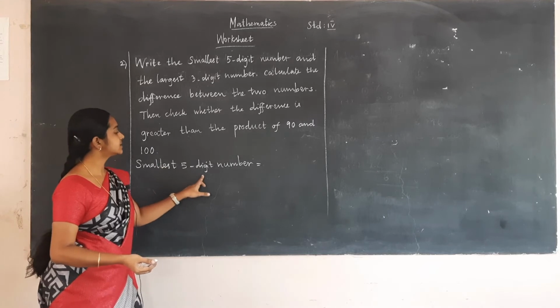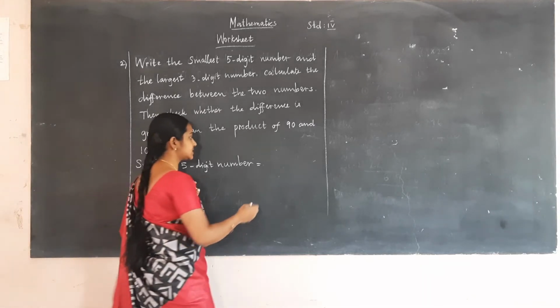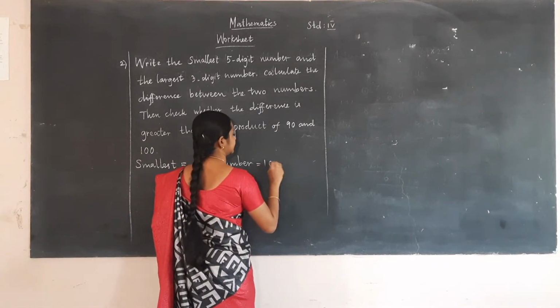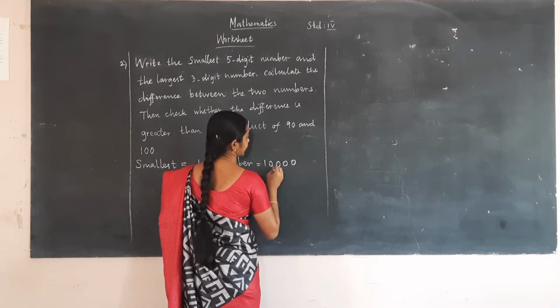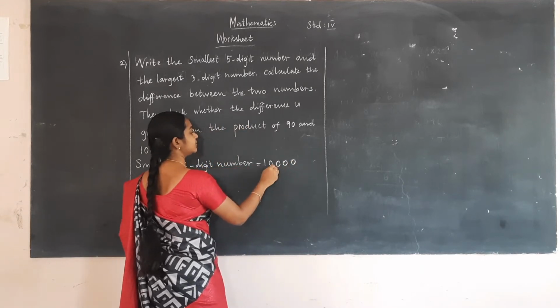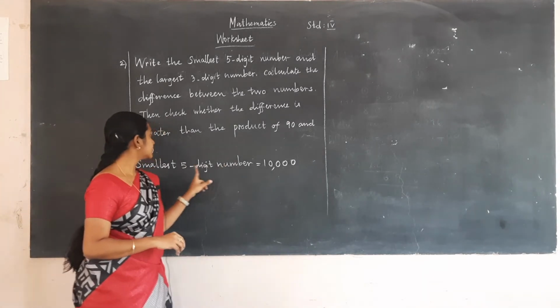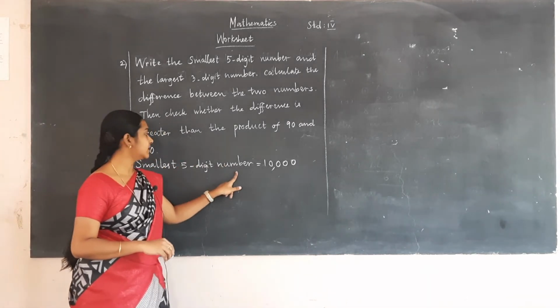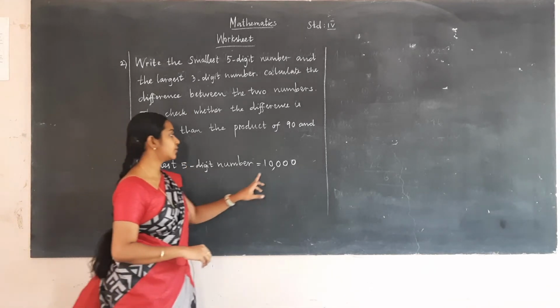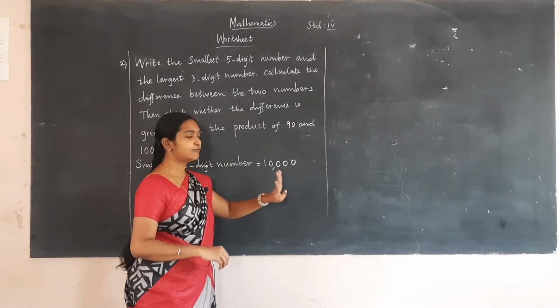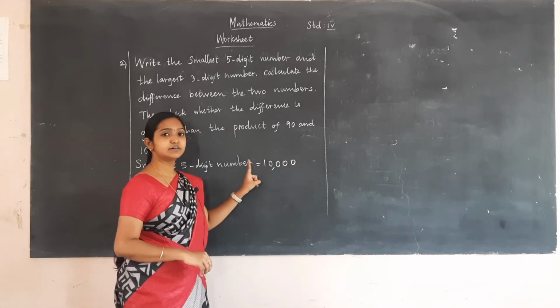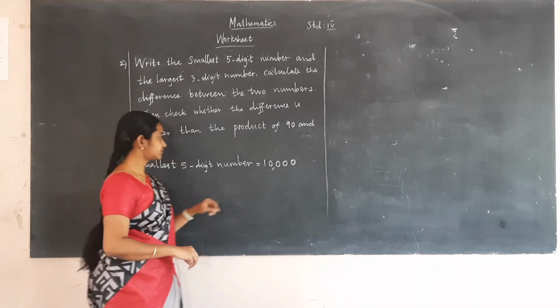Smallest 5-digit number will have 4 zeros and 1 one. We have 5 digits: 1, 2, 3, 4, 5. For the smallest 5-digit number, 4 digits must be 0, and the first digit must be 1.